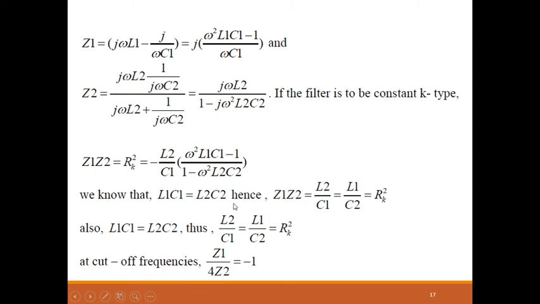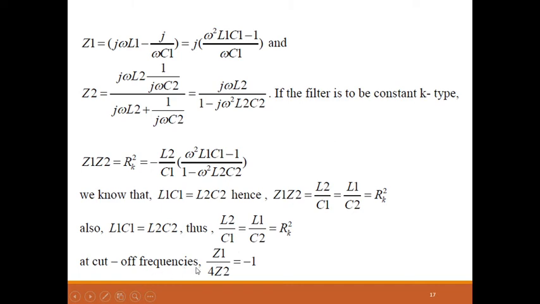So we know that L1 C1 should be equal to L2 C2. So Z1 and Z2 we have already multiplied here. So L2 divided by C1 should be equal to L1 by C2, which is equal to Rk square. So L1 C1 should be equal to L2 C2. This is the general expression which is derived here.